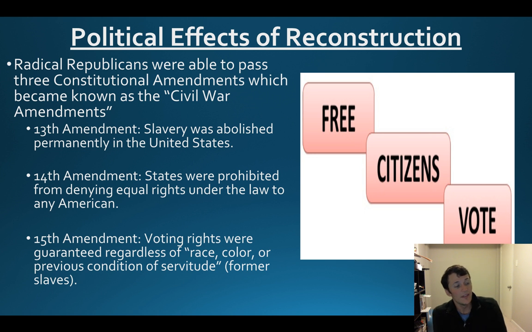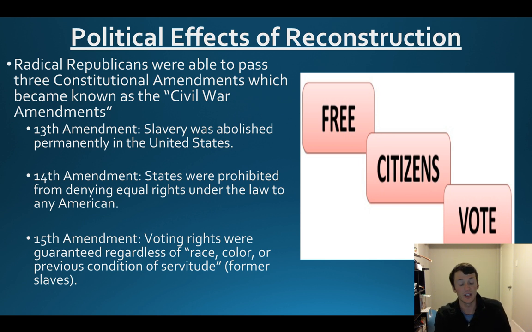So next you get the 14th Amendment, right? States are prohibited from denying equal rights under the law to any Americans, right? This is to combat things like the black codes in the South and the southern states who are starting to get new legislatures imposing laws against the freed slaves, right? Trying to limit their accessibility to government and society and things like that. So you're also going to get the 15th Amendment, which is voting rights were guaranteed regardless of race, color, or previous condition of servitude, right?